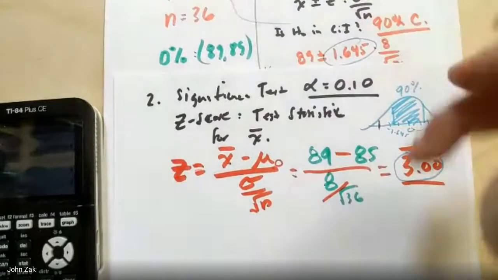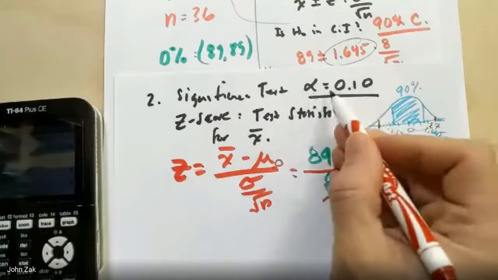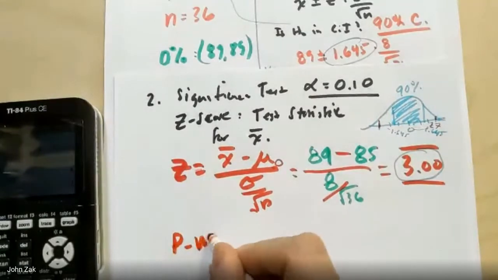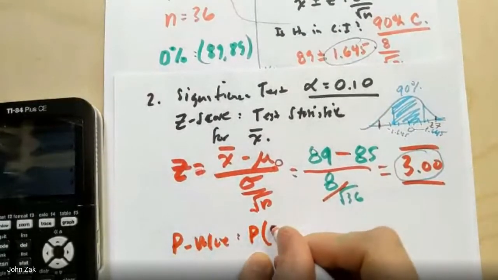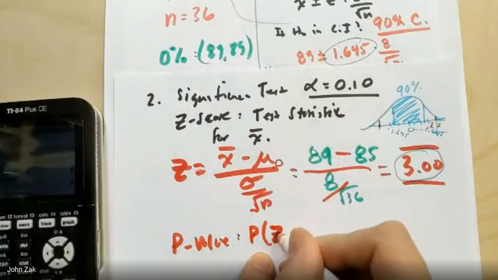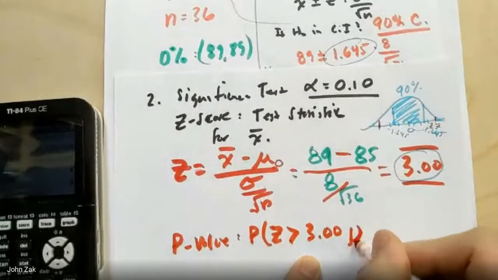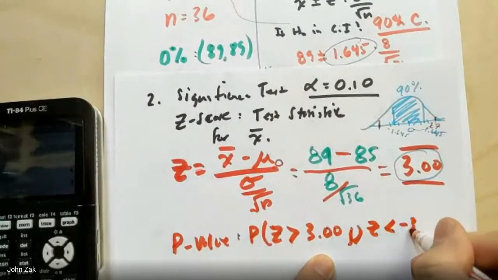So let's go ahead and calculate the p-value, and we'll certainly see that we'll get a p-value that's less than 10%. Okay, so to calculate the p-value, what we'll do is find the probability that we'll have a z greater than 3.00 union with the probability that a z is less than -3.00.